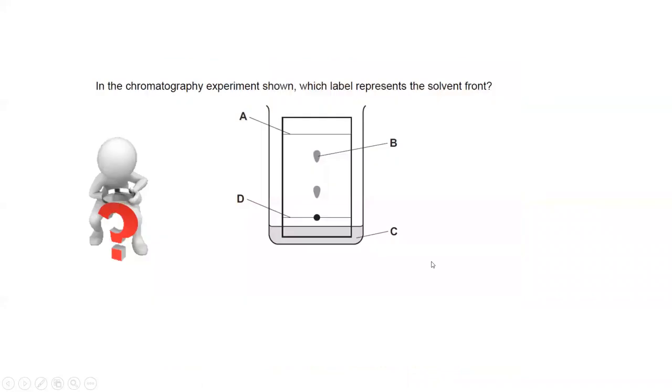So that is not the right way of carrying out this chromatography. Now, a question related to chromatography. In a chromatography experiment shown, which label represents the solvent front? A, B, C, or D? Which of the labels is representing the solvent front? The last point where the solvent rises or reaches, that is known as the solvent front.